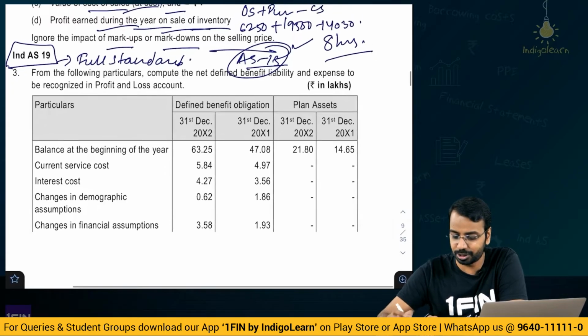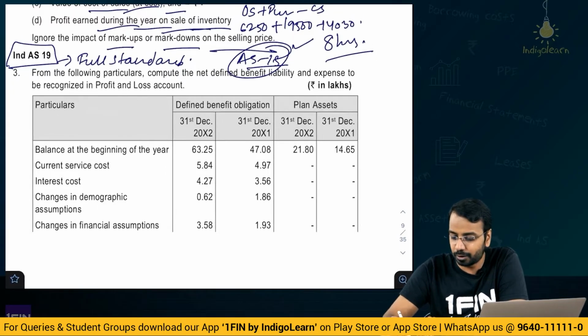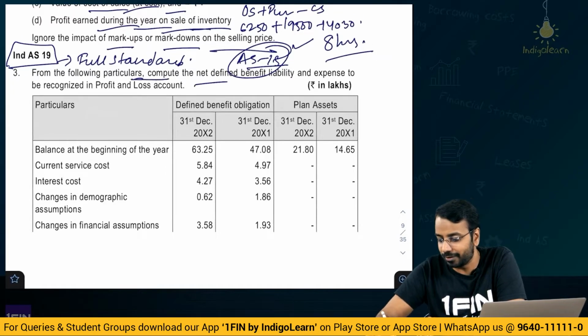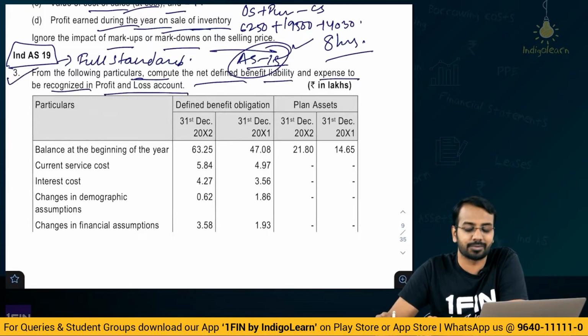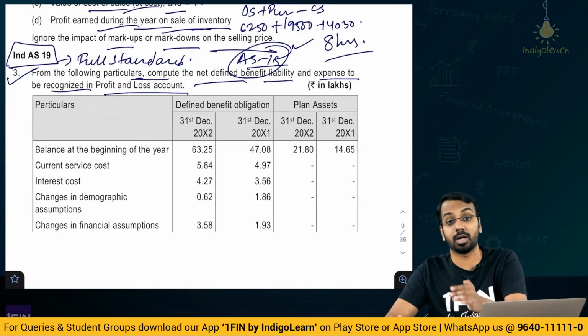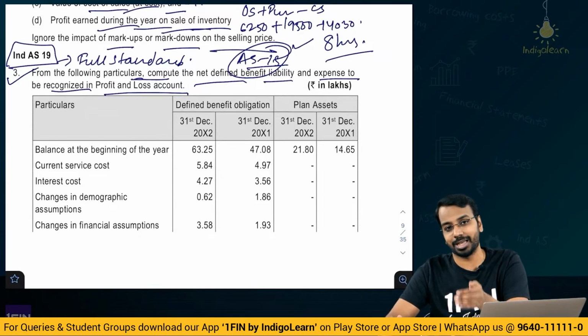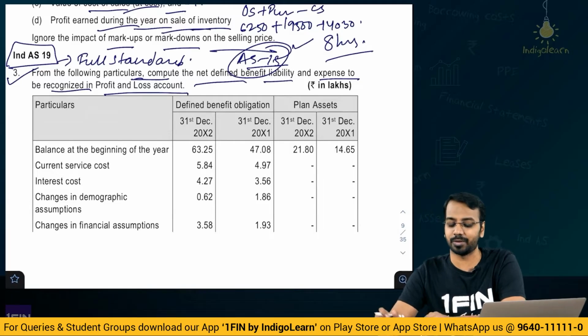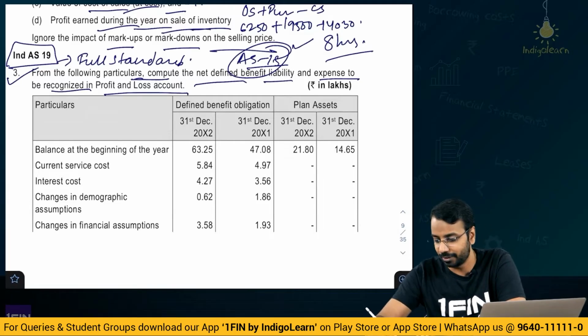Right. So let's see what is the question here. From the following particulars, compute the net defined benefit liability and expense to be recognized in P&L. Most of the times from Ind AS 19, this is the question you get, and if you are able to logically understand what is the expense, what is the liability, what is the asset, it becomes very easy. So now they have given benefit obligation and plan assets, beginning of the year, 31st December year 1, year 2.